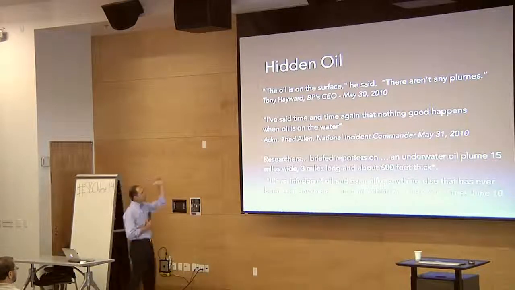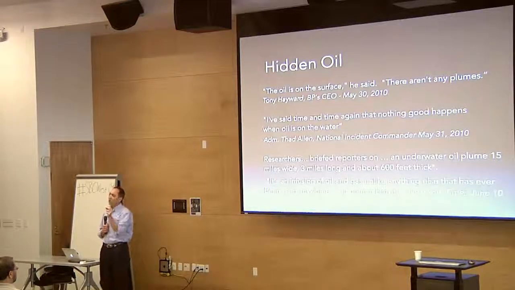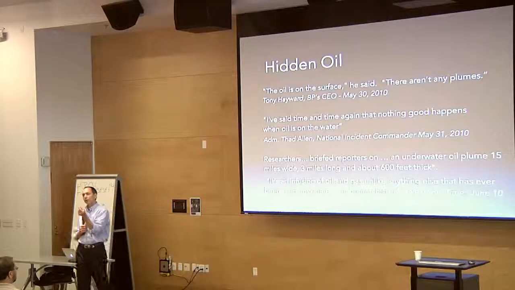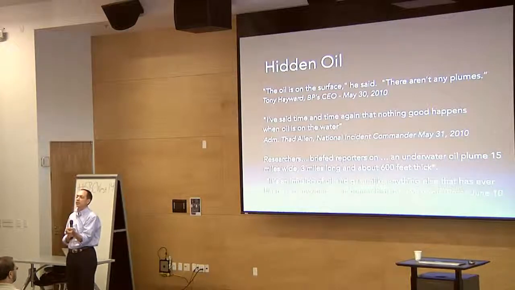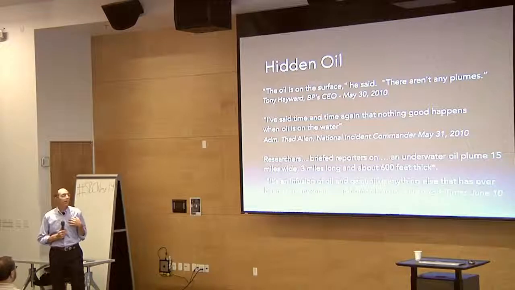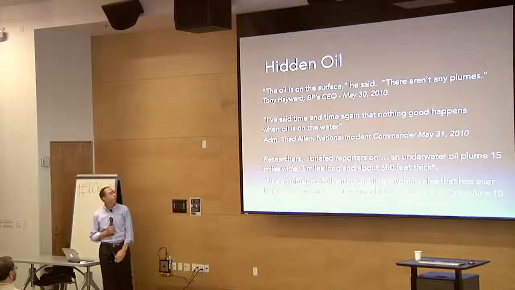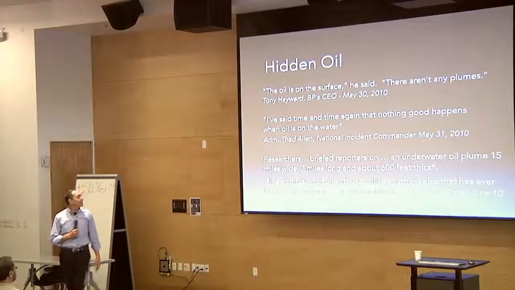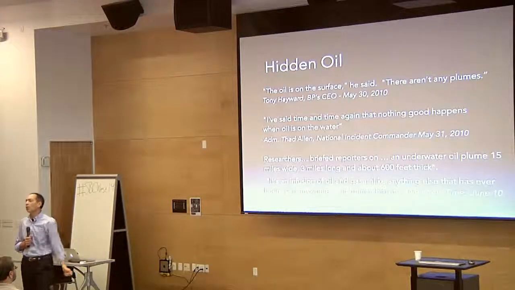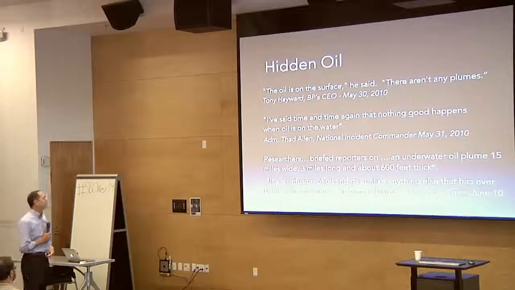So we have the head of BP. "There aren't any plumes." Now he, as an individual, maybe at that moment didn't know there were, but there were lots of people in his organization that knew there were, because we had lots of research that told us we would have plumes. So it was not a surprise, should not have been a surprise to anyone who had studied the problem. Then we had the person who was in charge for the government. "I've said time and again that nothing good happens when oil is on the water," and I think that's a good characteristic of any oil spill disaster that we have.